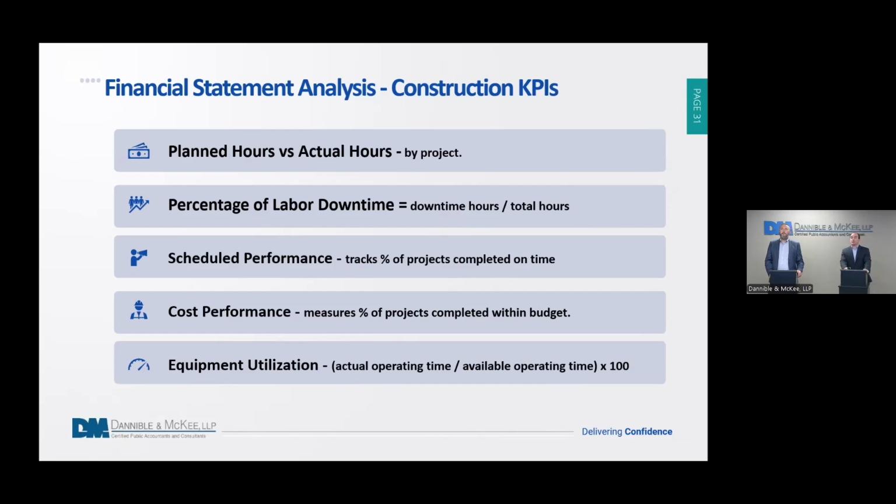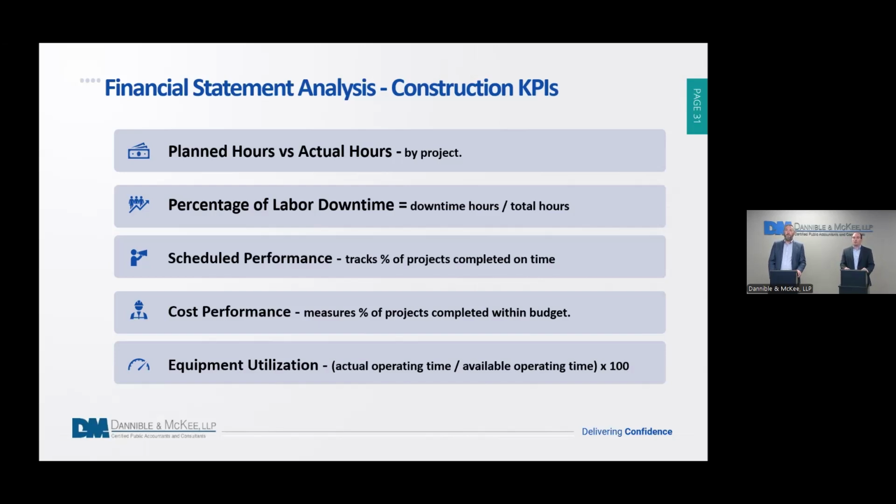The next industry is construction KPIs. So really focused on the project as well as labor for construction. The first one is planned hours versus actual hours. Probably non-financial data, but also great to track by project specifically. Percentage of labor downtime, that'll be downtime hours divided by total hours. Scheduled performance. So how are we doing? We create a plan to complete projects on time. How are we doing with that plan?